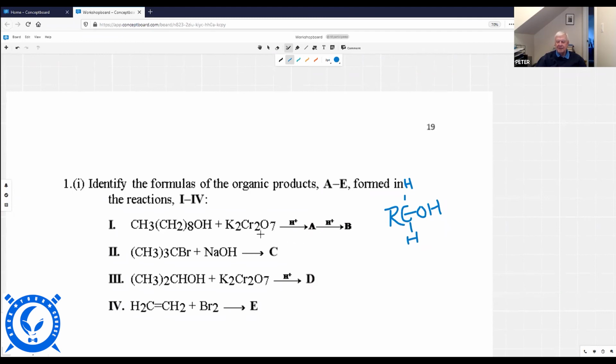All right, potassium dichromate, as we've seen, is an oxidizing agent. Under acidic conditions, if you do the oxidation of a primary alcohol, which is what this is, the first product formed will be that of an aldehyde. So you will form RC double bond OH. So A will be the aldehyde.